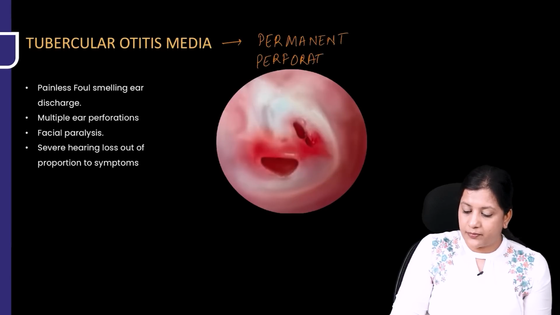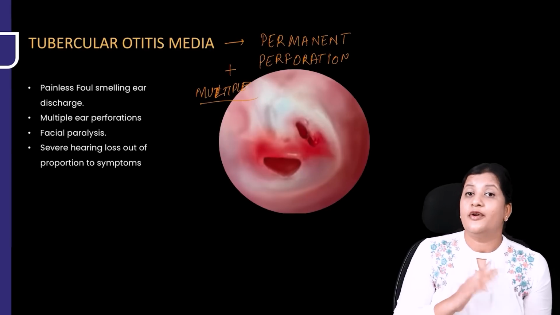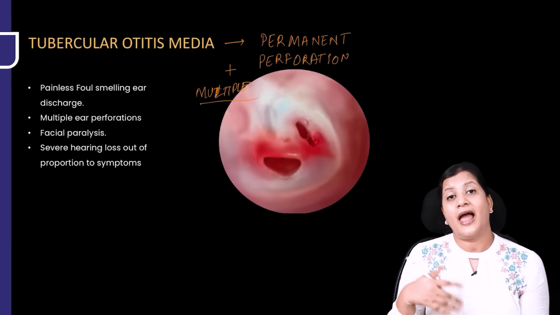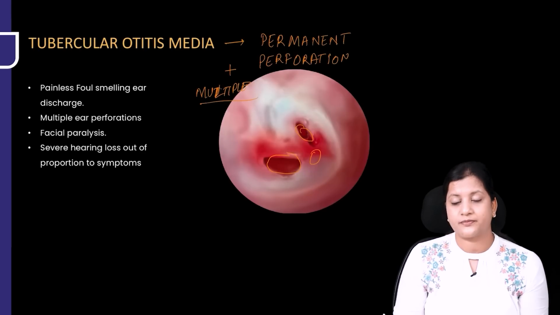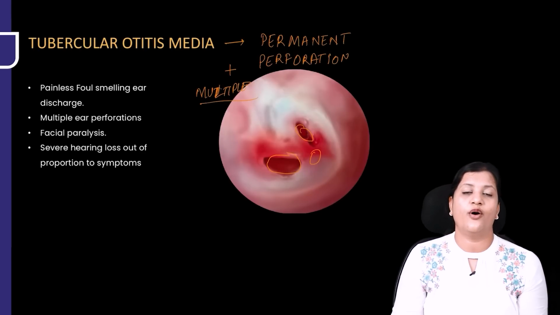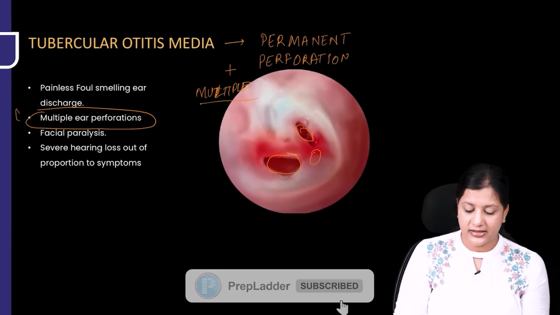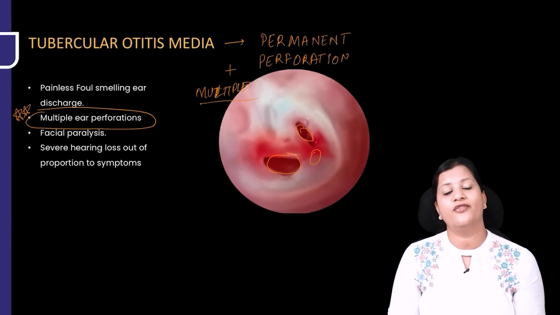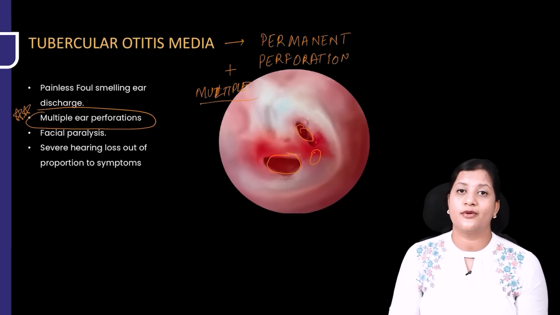And second thing is multiple perforation. So these perforations are multiple and they are permanent. If they are permanent and single perforation, CSOM, but multiple and permanent perforation like this, multiple perforations that you see, that is suggestive to you of tubercular otitis media. So multiple ear perforation is the hallmark feature of tubercular otitis media. Okay, so that is something that you should know.